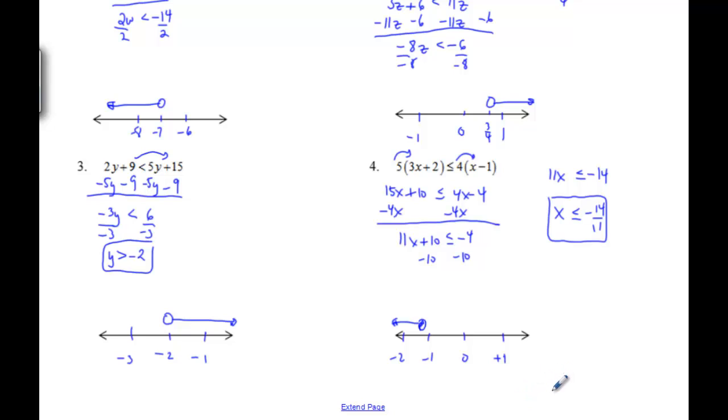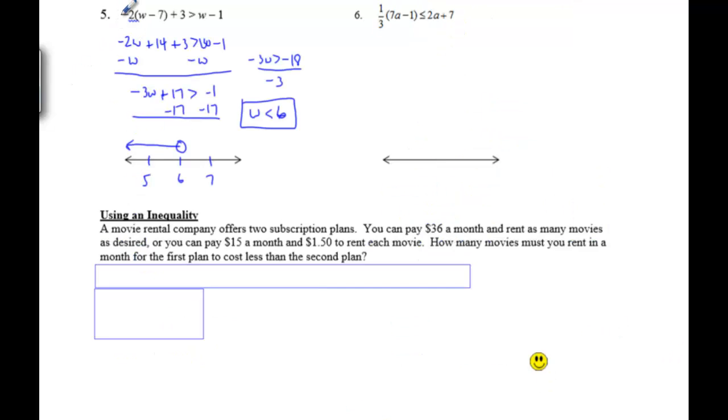What you want to do now is you want to pause. Do the next 2. Do number 5 and number 6 by yourself. Unpause, and we can check our answers. Welcome back. After solving number 5, we should have gotten w is less than 6. So open circle on 6, shade everything less than the number 6.